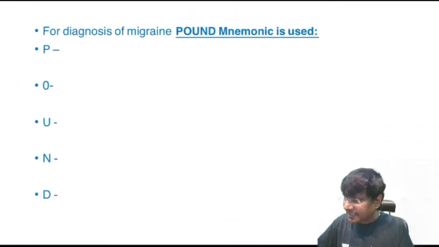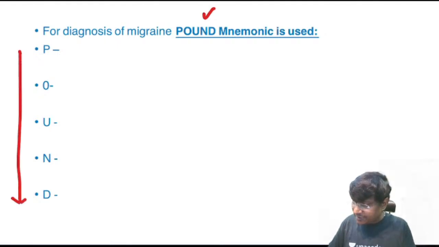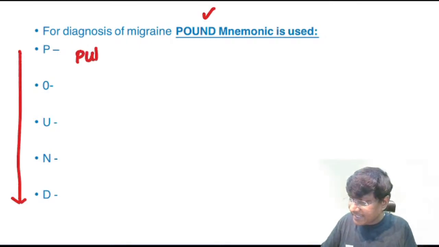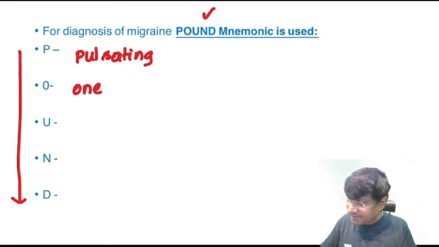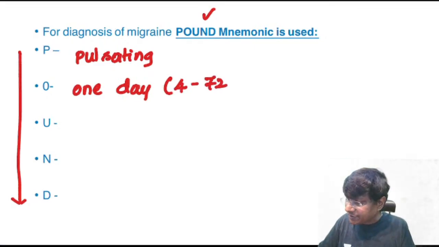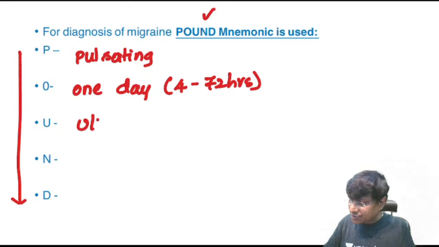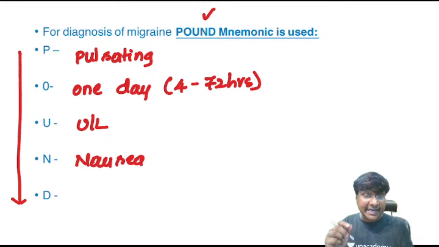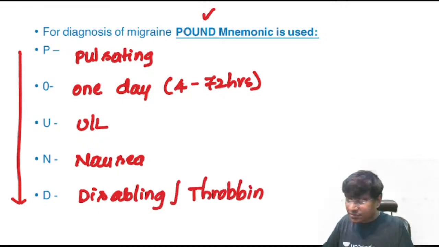Now in case of migraine, you have to know the character of the headache. Just remember this mnemonic, POUND. P stands for pulsating in nature. Then this headache has on average one day duration. Overall it is around 4 to 72 hours, but on average about 1 day. Mostly it is unilateral, and these individuals will have nausea. And it will be disabling in character, or throbbing type of headache.